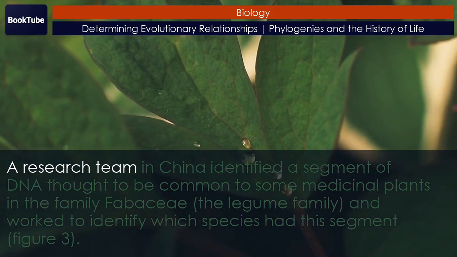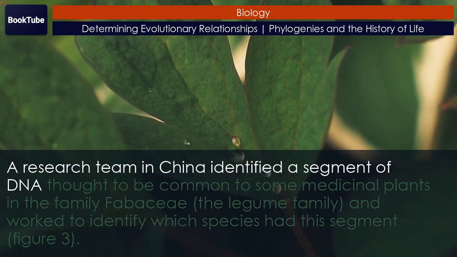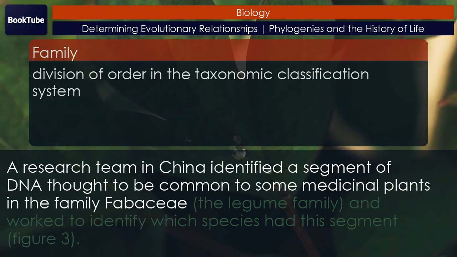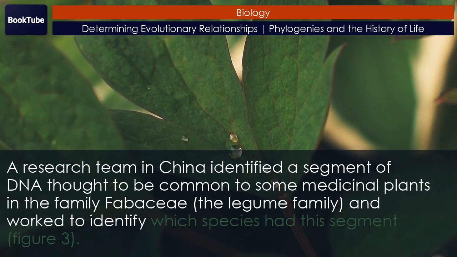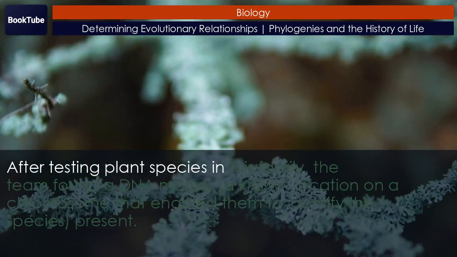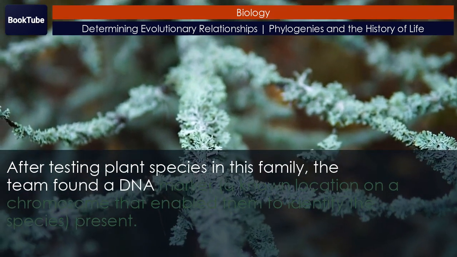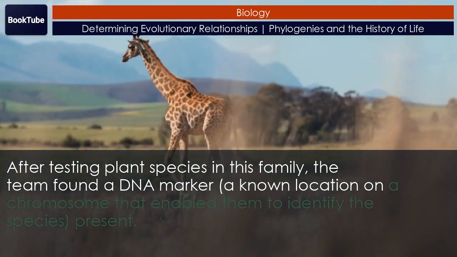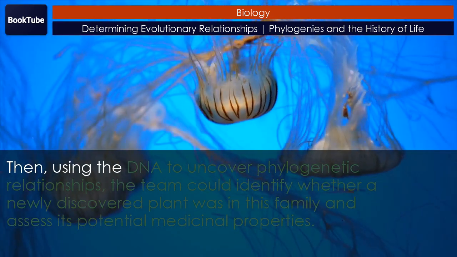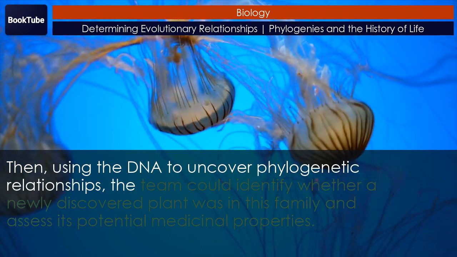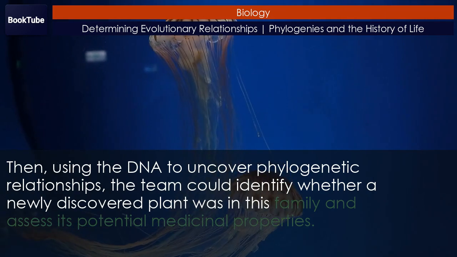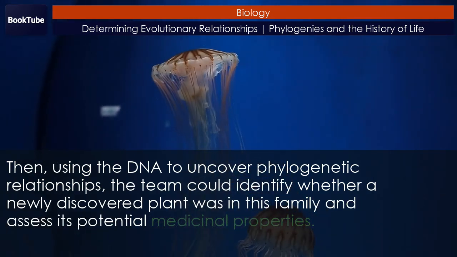A research team in China identified a segment of DNA thought to be common to some medicinal plants in the family Fabaceae, the legume family, and worked to identify which species had this segment. Figure 3. After testing plant species in this family, the team found a DNA marker, a known location on a chromosome that enabled them to identify the species present. Then, using the DNA to uncover phylogenetic relationships, the team could identify whether a newly discovered plant was in this family and assess its potential medicinal properties.